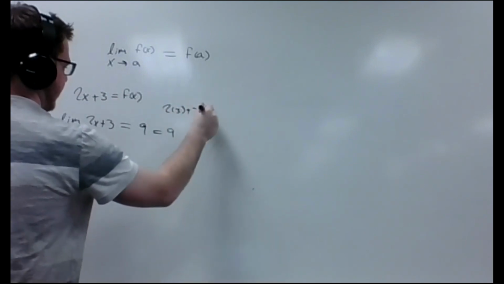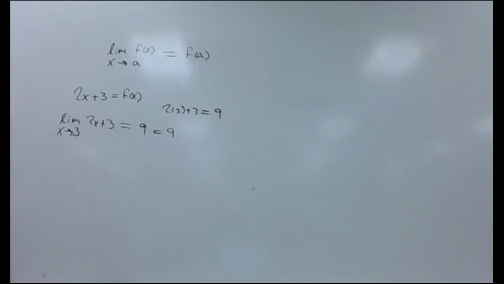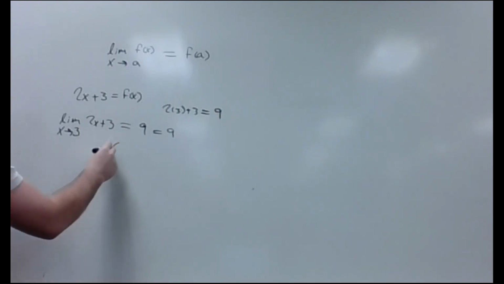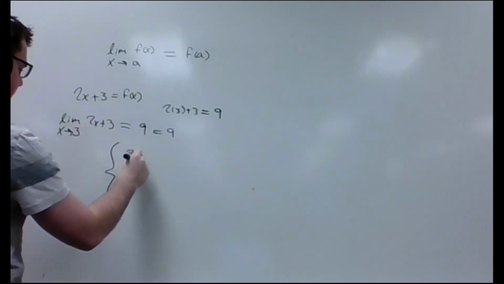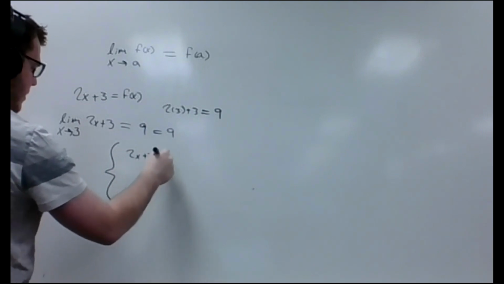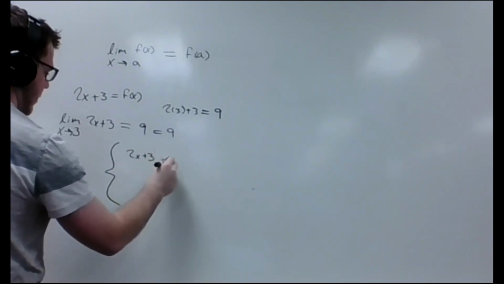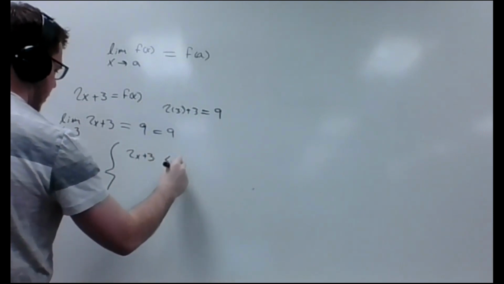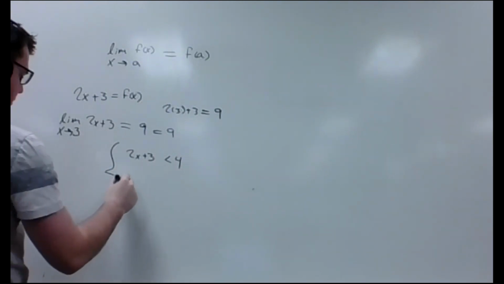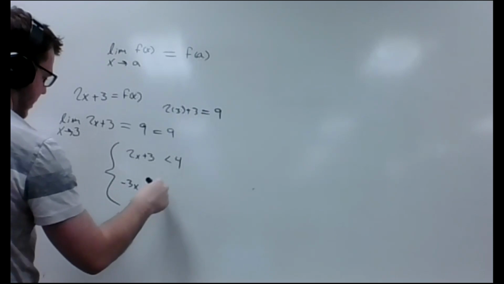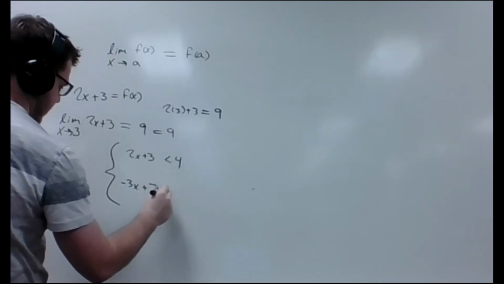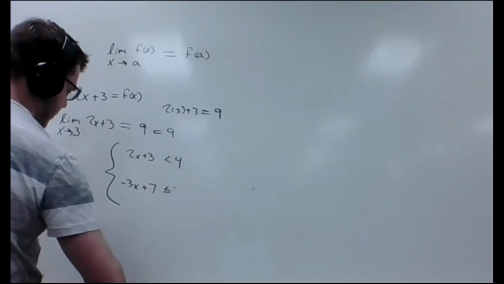And so this comes in handy when we have a piecewise function. So if we have two functions, let's say that it's 2x plus 3 for any value greater than 4, right? But then it's minus 3x plus 7 for any value less than or equal to 4.